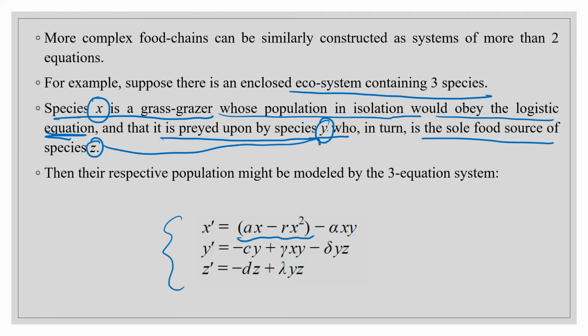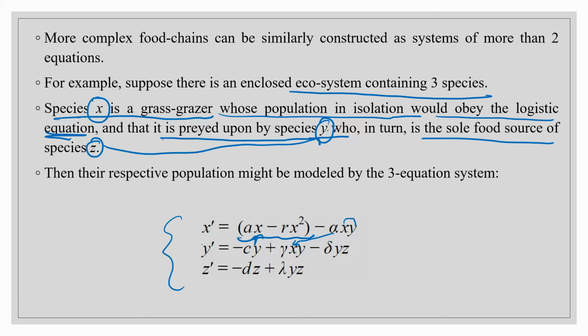This is for the logistic, and you can see that since Y eats X, this is the negative component. When they interact, Y will eat X, and there is a negative component which will go as a plus to the Y population, and obviously it depends on X. That means that in the absence of X, Y will decay exponentially.